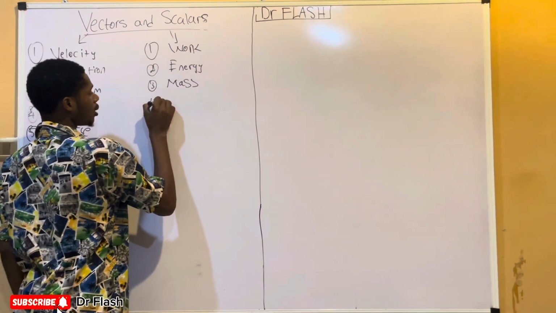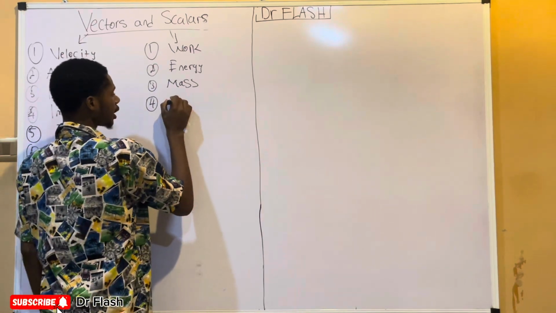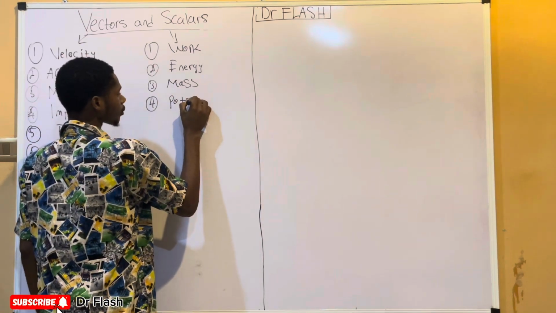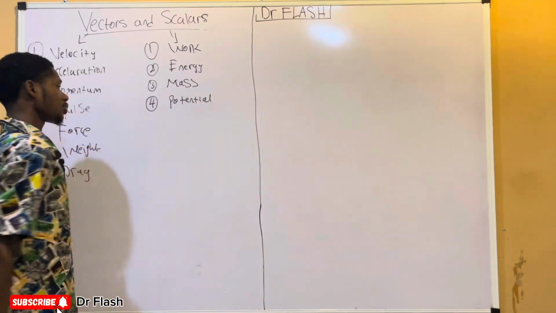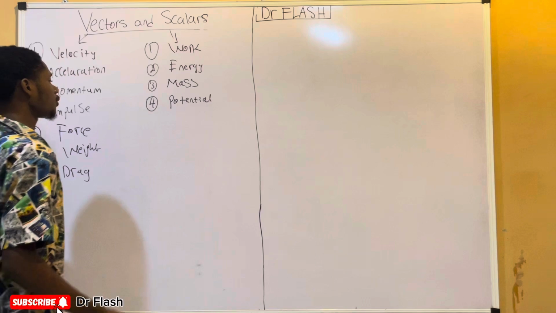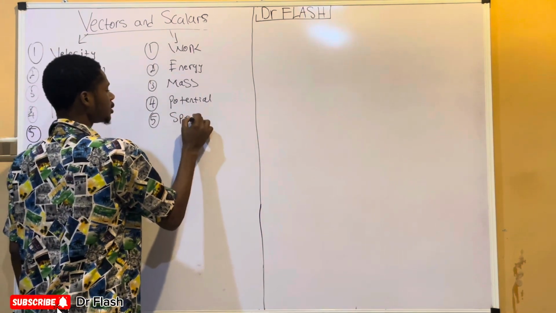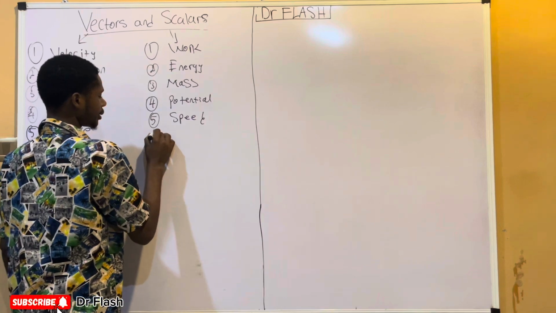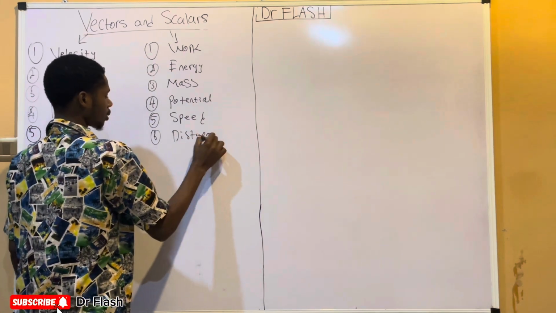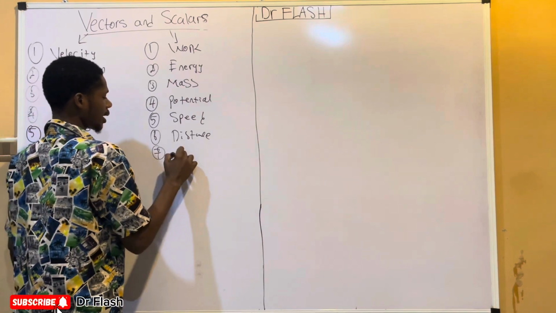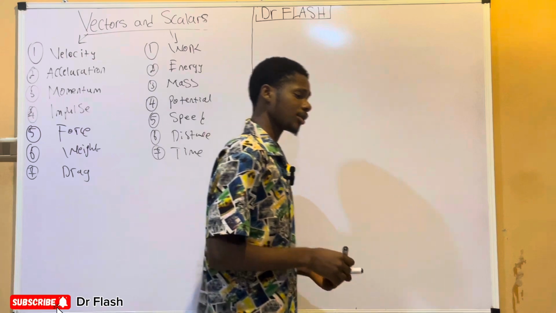More examples of scalars include potentials, like an electric potential or gravitational potential. You should take note of this. I'm going to see if I can add a few more. We have speed, and we have distance, and then we have time. More and more of these can be found.